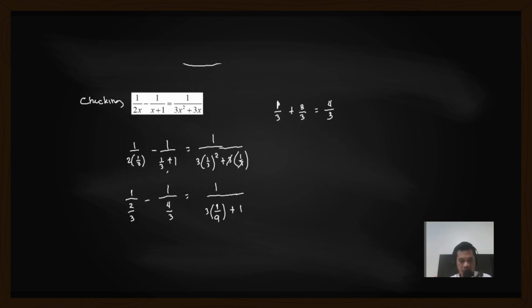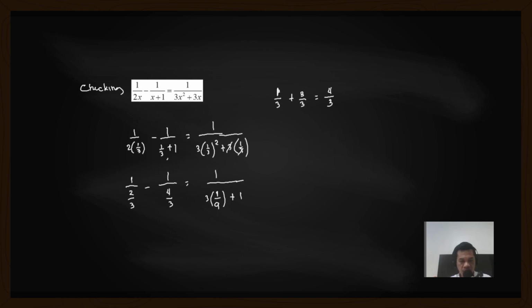Okay? So, ulitin ko dito. Paano naging 1 over 9? It's because we distribute the exponent 2 to the numerator and denominator. So, pag distribute natin 2 sa numerator, 1 raised to 2, the result is equal to 1. And then, 3 raised to 2, the result is equal to 9. Okay?